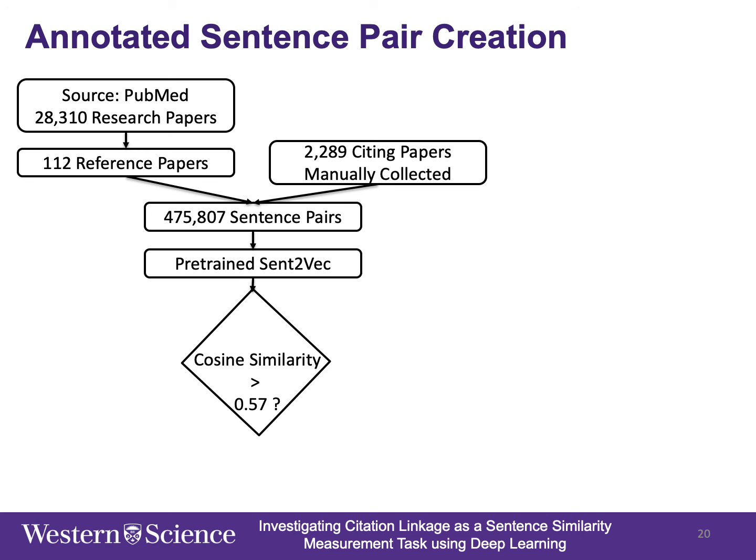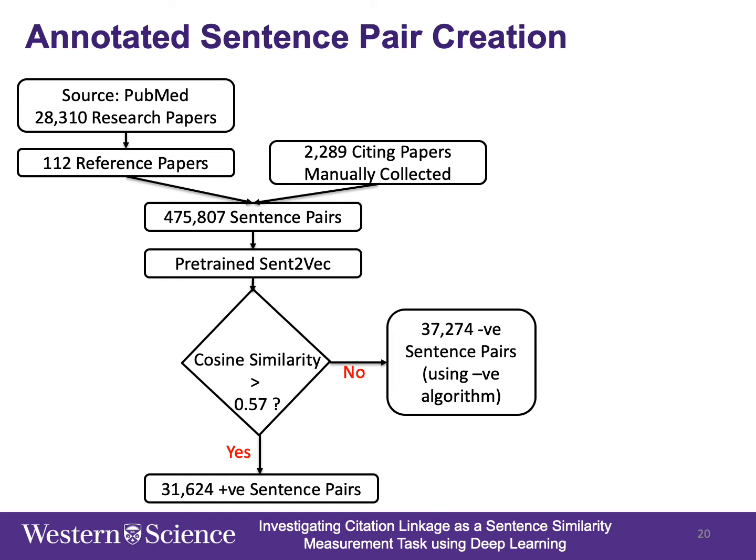If the cosine similarity is greater than 0.57, then we annotate those sentence pairs as positive sentence pairs, that means the value 1, and the remainder were annotated with value 0. If we train our model with all the data, then the model would still be biased because the ratio is not good enough. So for that reason, we chose 37,274 negative sentence pairs using a negative selection algorithm.